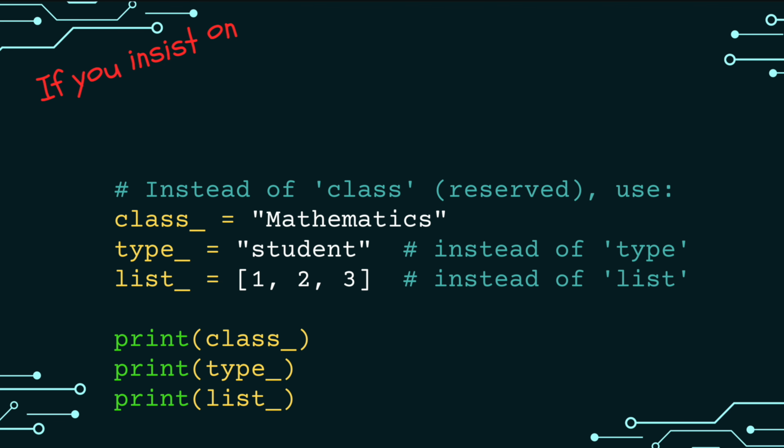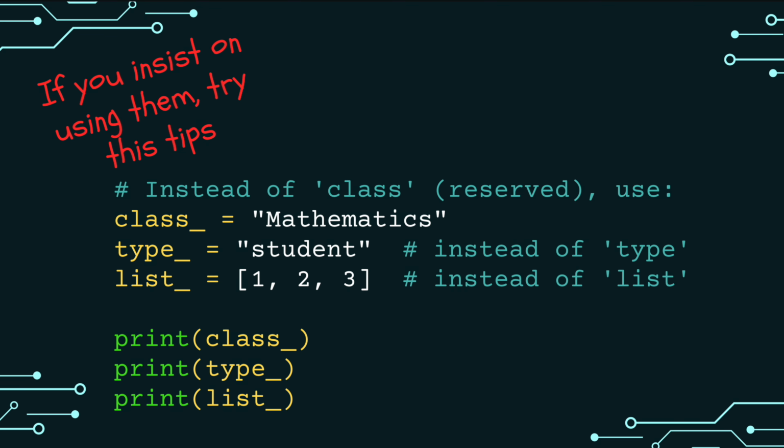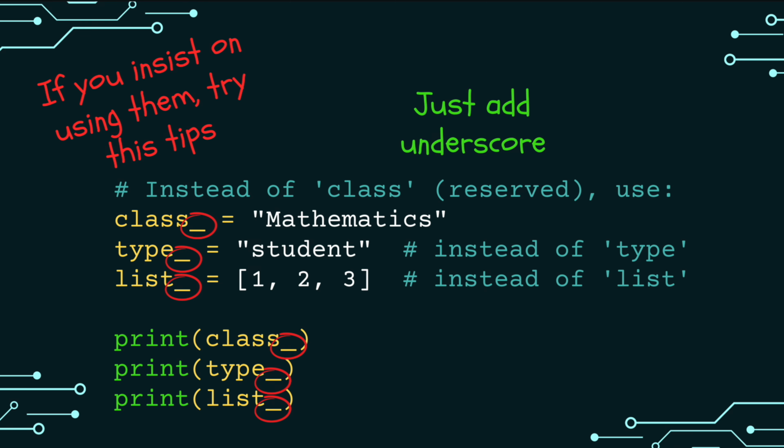But what if you really need to use a name that happens to be a reserved word? For example, it's common to want a variable named class or list. The widely accepted convention in this case is to simply add a trailing underscore. So instead of class, you would use class_. This avoids the conflict with the keyword while keeping the name meaningful.